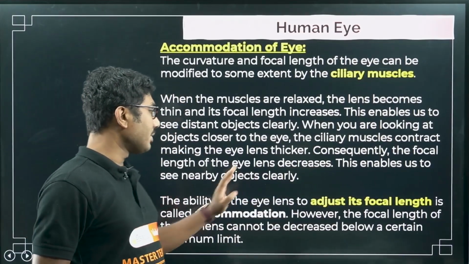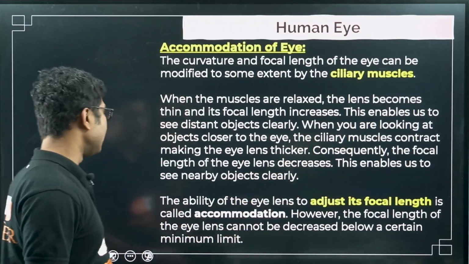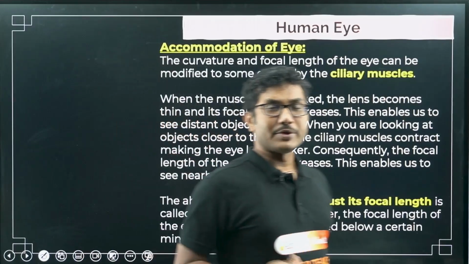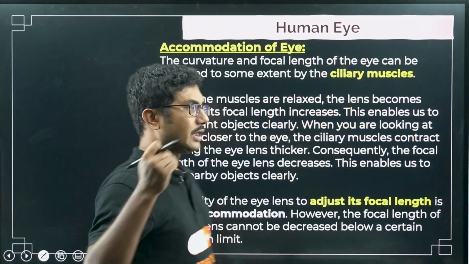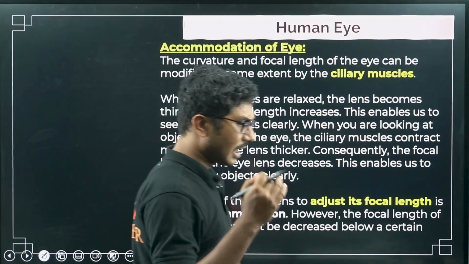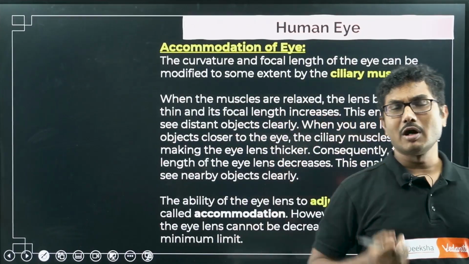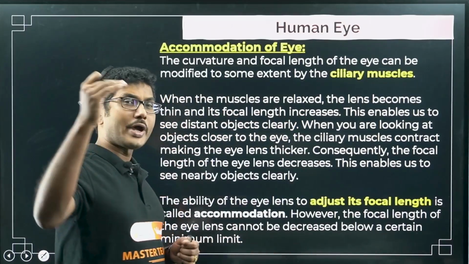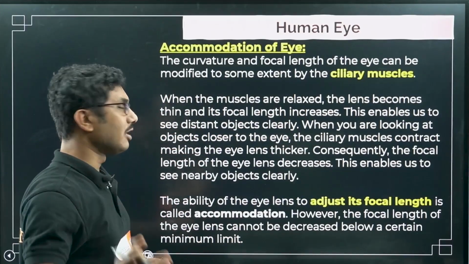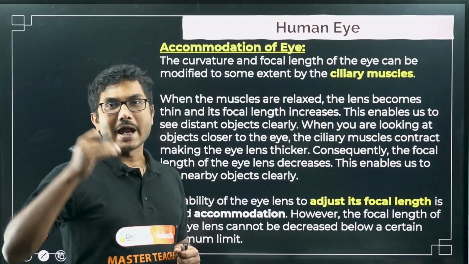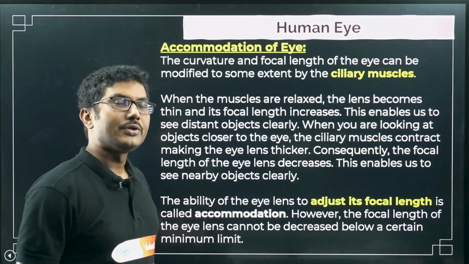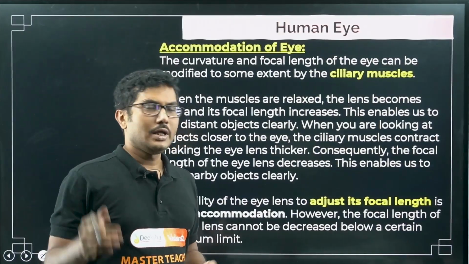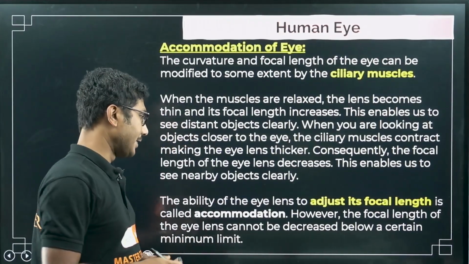Okay, the ability of the eye lens to adjust its focal length is called accommodation. So if they ask you what is accommodation, you have to mention that the adjustment of the focal length of the eye based on the distance is called accommodation of the eye. So I can accommodate distance. Based on the distance of the object you are watching, your eye can adjust its focal length, and that's how you can see objects which are close to you or which are very far from you. Okay, that is the accommodation of the eye.